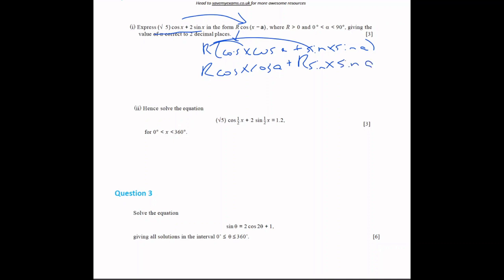Now in front of the cosine x right up here, I have a radical 5. So because this term has cosine x, I'm going to have r cosine a equals radical 5. And because this one has sine x, I'm going to have r sine a equals 2, because the 2 is right at the front. To solve this, I'm going to take sine over cosine.